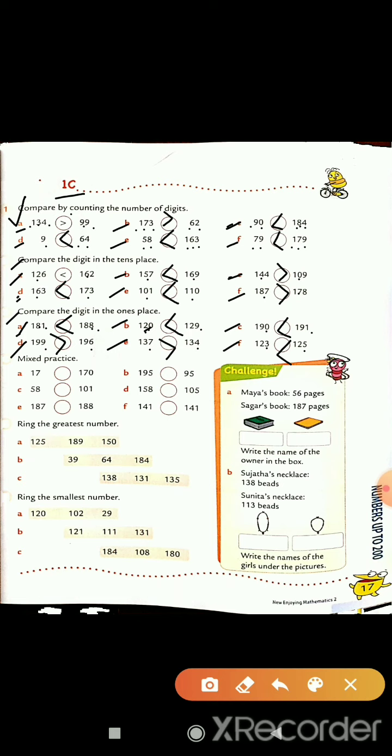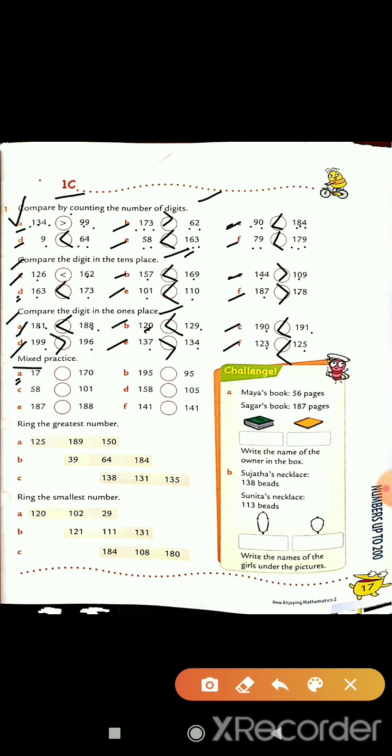123. So students, clear how to compare the numbers by counting the number of digits, by comparing the digits in the tens place, and by comparing the digits in the ones place. Our next question is mixed practice. Okay, so in mixed practice, all the methods we have to use. So let us start.